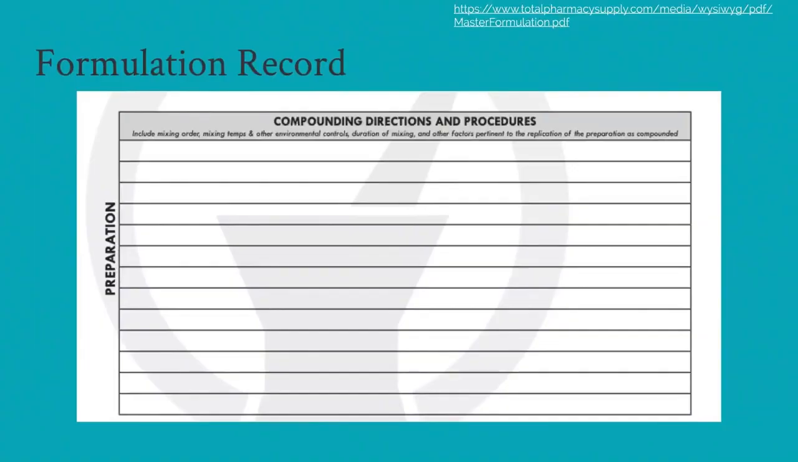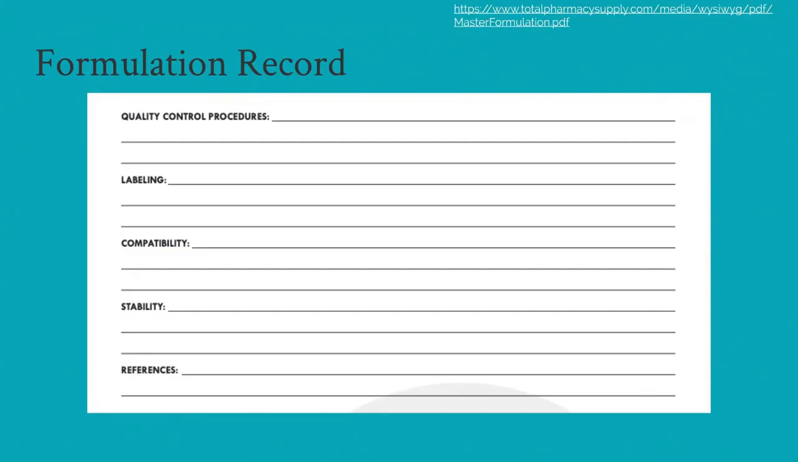And then you see there's an area for the compounding directions and procedures for you to put all of the procedures that you use to make the compound. And then here you have your quality control procedures, the labeling information, the compatibility and stability information, as well as any references you use to make the compound.